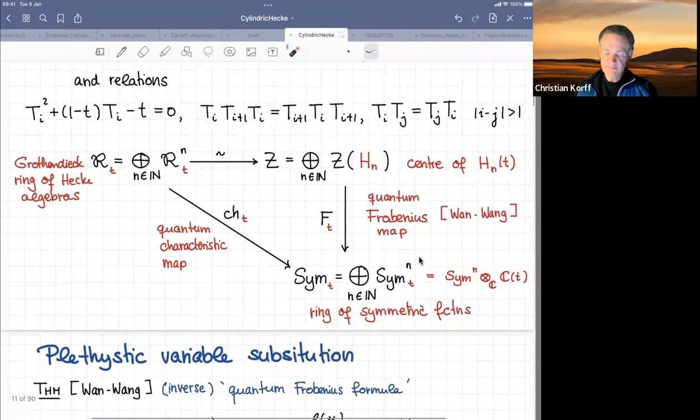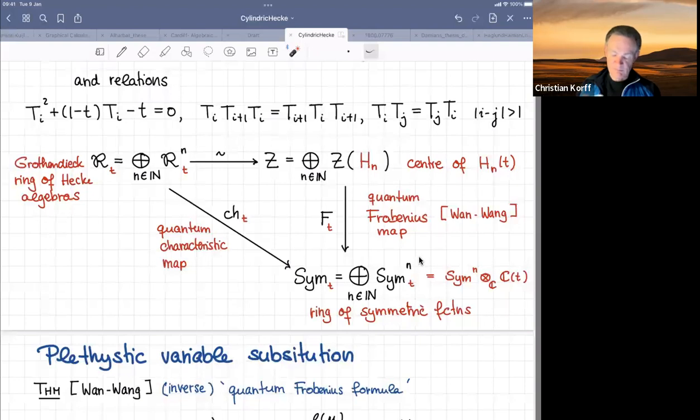But more importantly, this basis is then not mapped any longer to power sums, but to certain versions of monomial symmetric functions after a plethystic change of variables. And that's what I want to describe next.